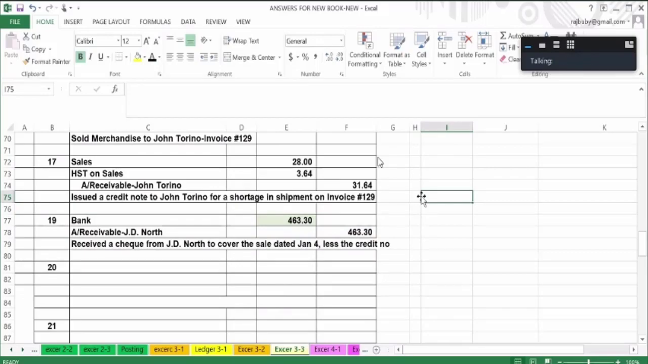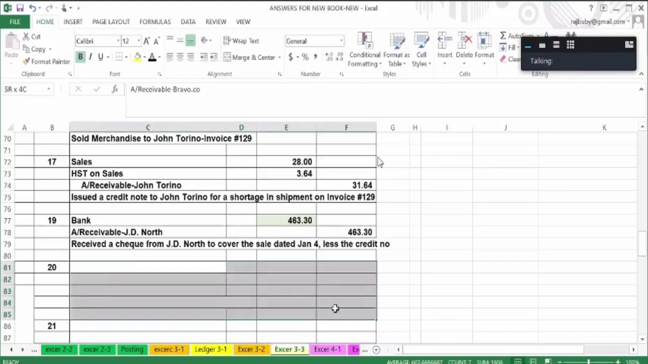January 20th. Sold merchandise to Bravo Co., $800 plus HST of $104. Invoice number 130. Terms 2/10 and net 30. So we're going to debit accounts receivable, and on the credit side, HST on sales plus sales.